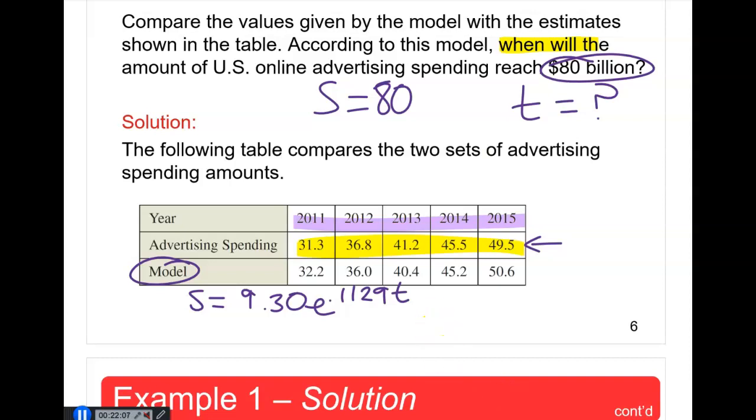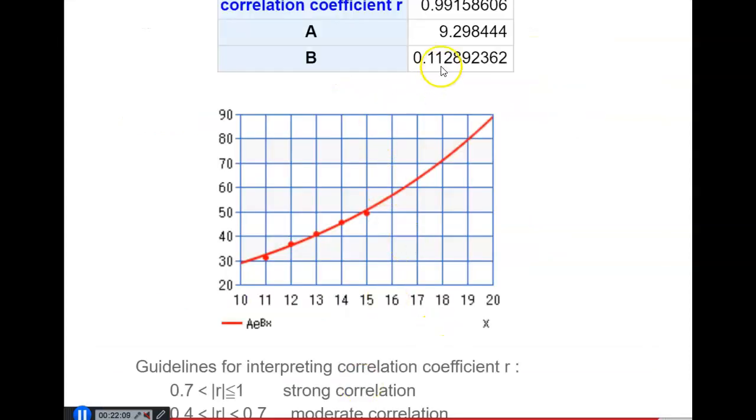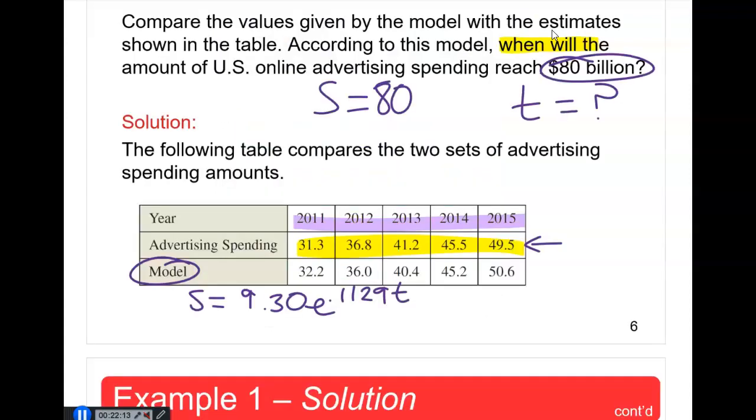And then there's an 8 and 8 after. So that tells me that it rounds to 9.30, right? According to the model, it says like A and then E and then B and then X. So we're getting that coefficient of 9.30 if we round it to 2 decimals.